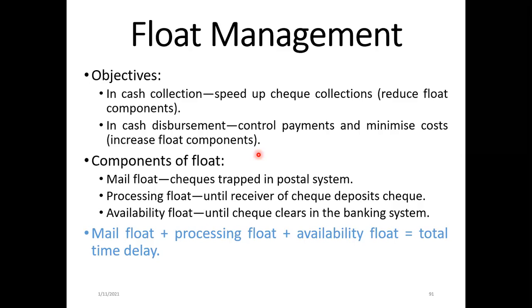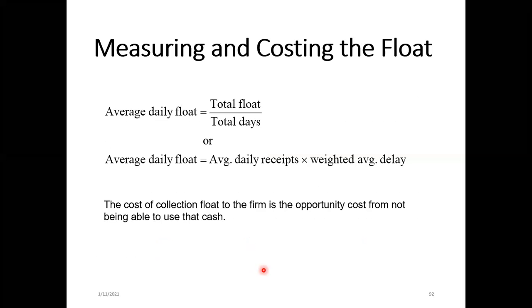And the total time delay, total float, equals mail float plus processing float plus availability float, right? That equals the total time delay or total float. If you are an efficient manager, you have to minimize the total float.